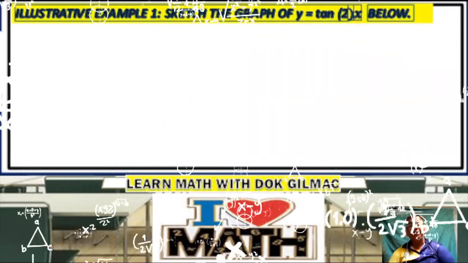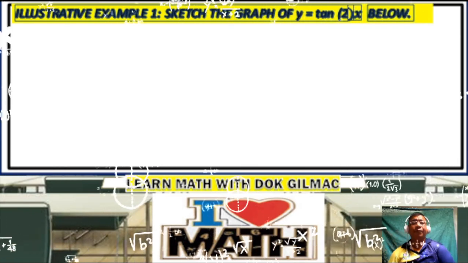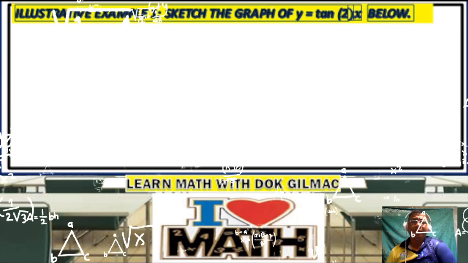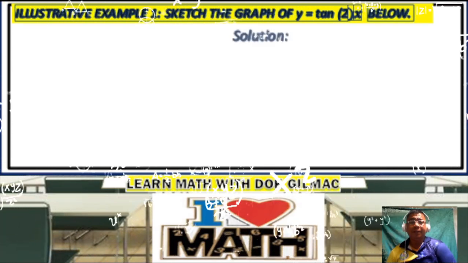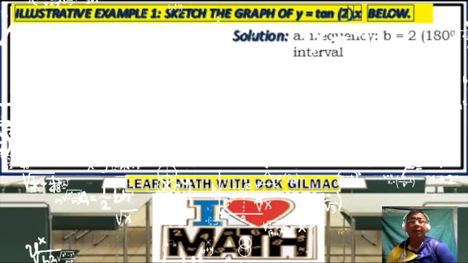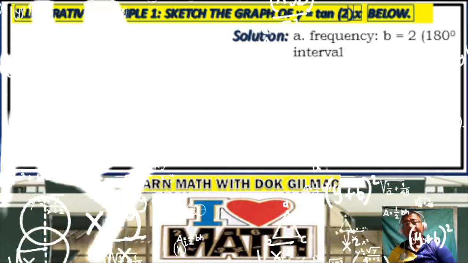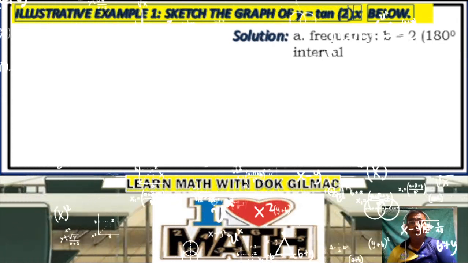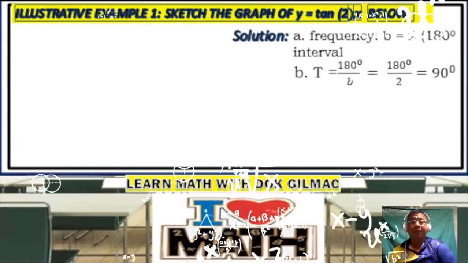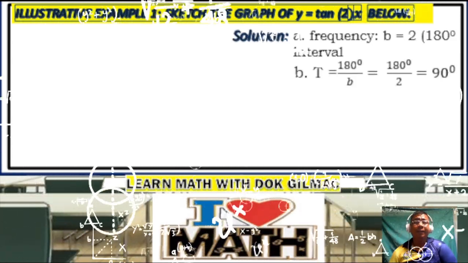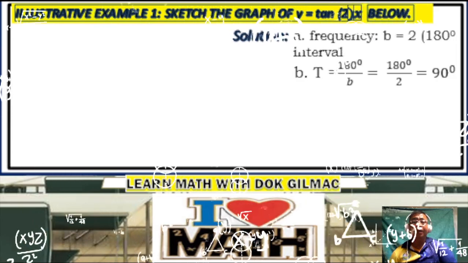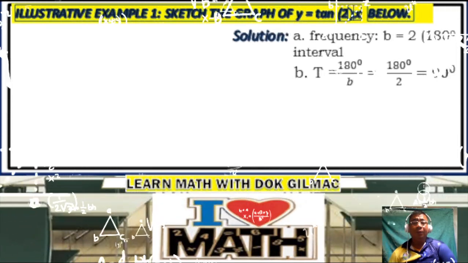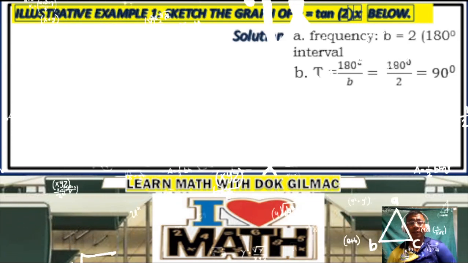Consider illustrative example number 1. Sketch the graph of y is equal to tangent 2x. The first thing we have to do here is to determine the frequency. The frequency is simply equal to 2. Since the given equation is y is equal to tangent 2x, then we compute for the period T. T is just equal to 180 degrees over b, which is just equal to 180 degrees over 2, which is simply equal to 90 degrees.